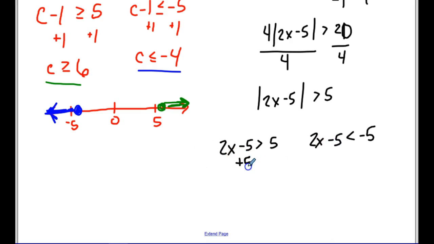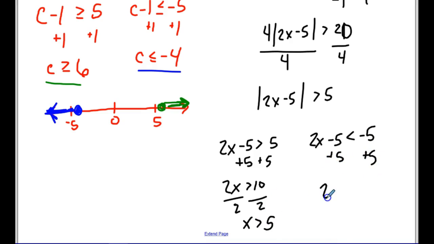So now I solve by adding 5 to both sides. So 2x is greater than 10. And dividing by 2. So x is greater than 5. And I'm doing all this to undo what's being done to x so I can get x by itself. So again over here I'm going to add 5 and add my 5. So 2x is less than 0. And now I divide by 2. So x is less than 0 because 0 divided by 2 is 0.